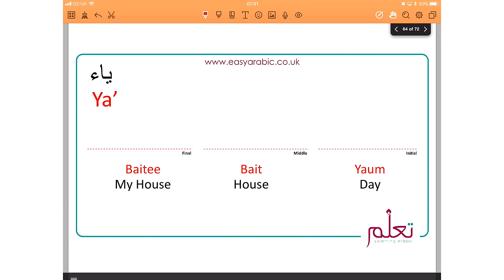Examples. So first one is yom, which is day. So we have the ya. Then we do the waw. And then the meem. Yom. Next one is bait. So we have ba. Then we have the ya. Then we have the ta. Bait.